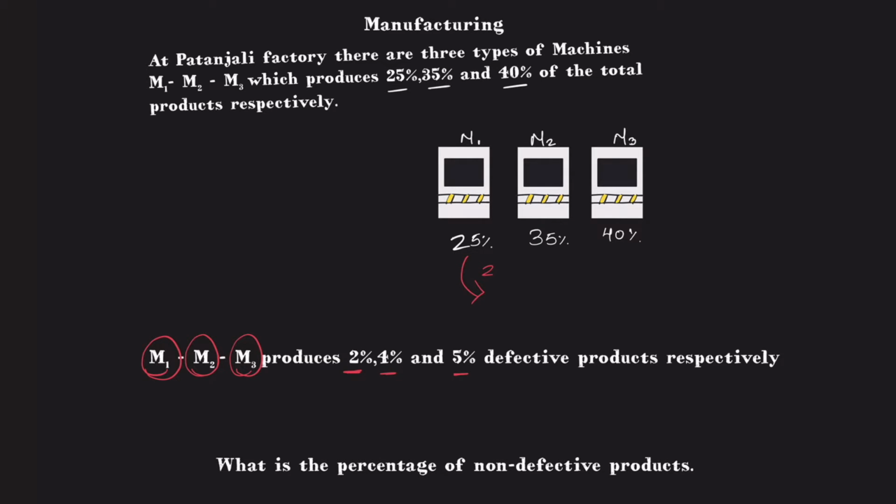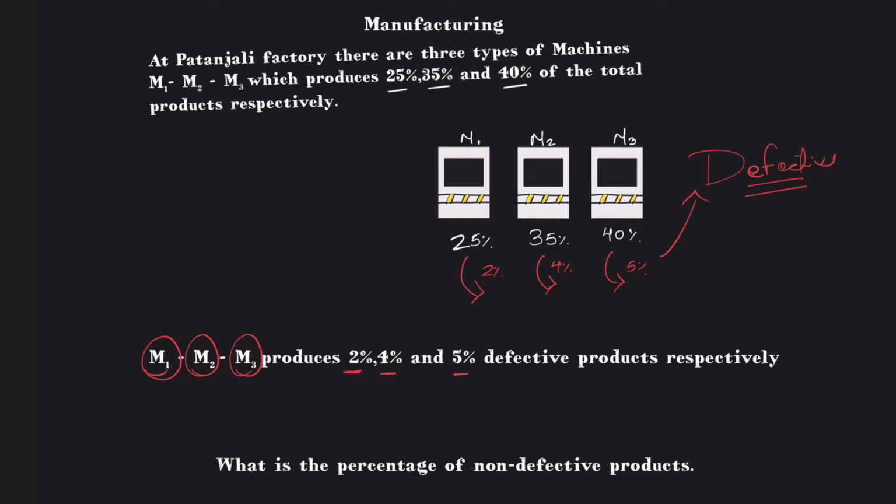2%, 4% and 5% defective products respectively, which means machine M1, which produces 25% of the total products, produces 2% of the products which are defective. Similarly, M2 produces 4% and M3 produces 5%. So these are all the defective products that are being produced by these machines depending upon their efficiencies. So what do I understand from this?